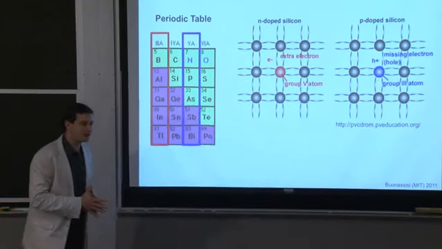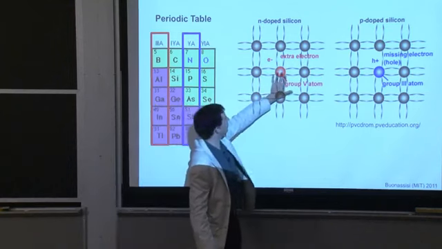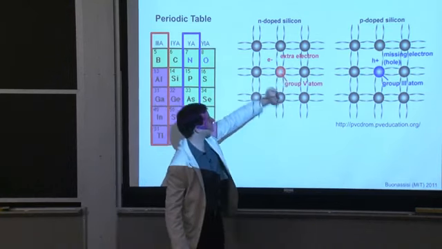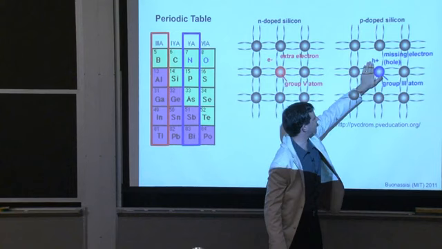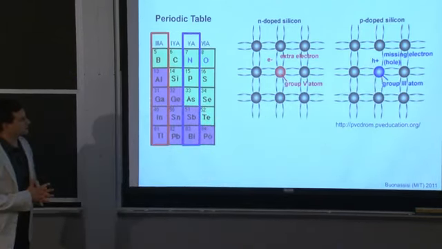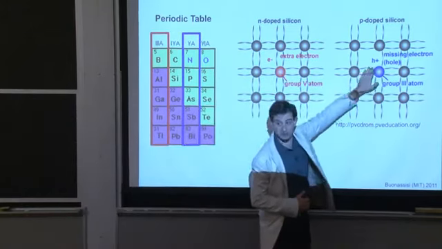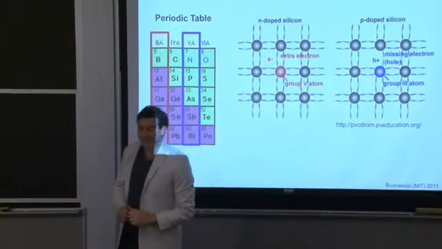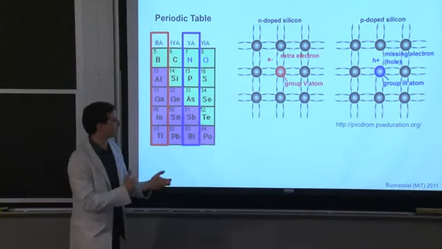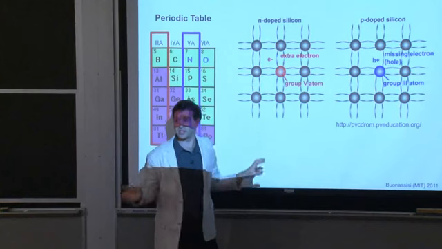That will be a hole. So with phosphorus, or group 5 elements in silicon, we can dope the material with electrons, and with group 3 elements in silicon, we can dope the material with holes. And this is interesting because now we can arbitrarily change the density of charge carriers in our bands, as long as these holes and electrons can become dissociated from the dopant atoms and move freely around the lattice.